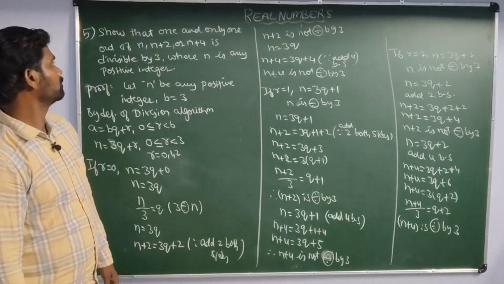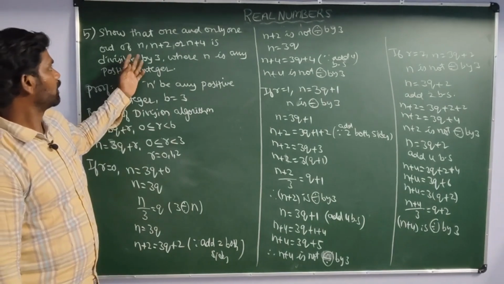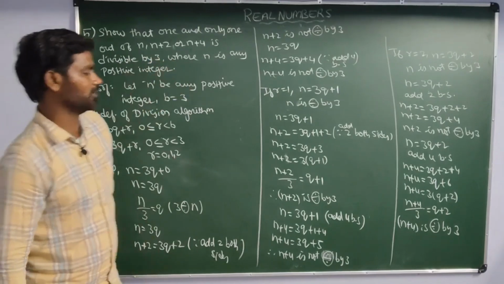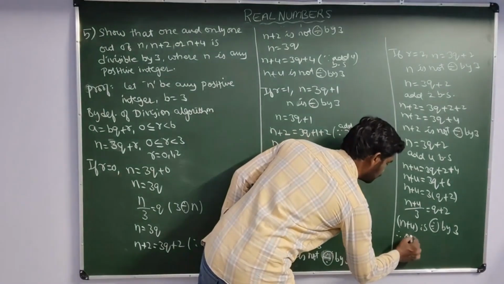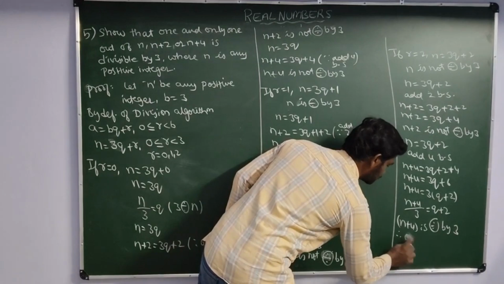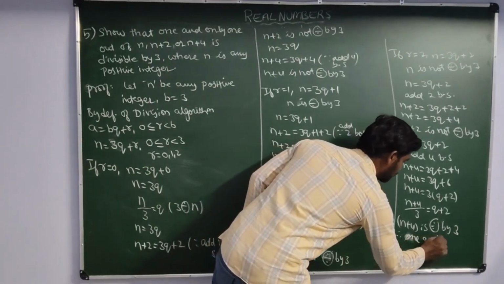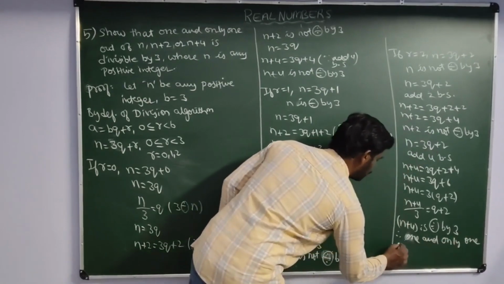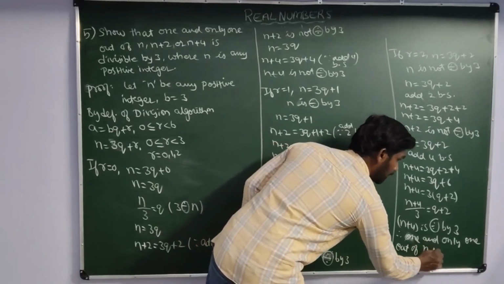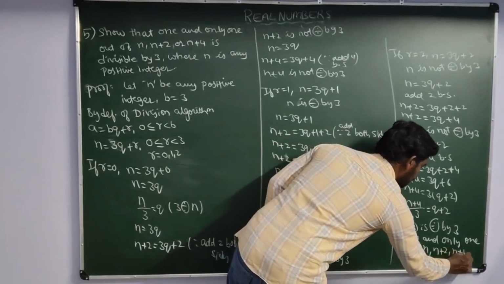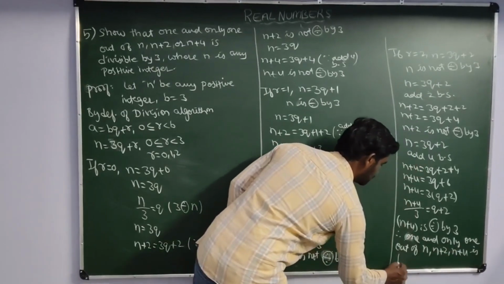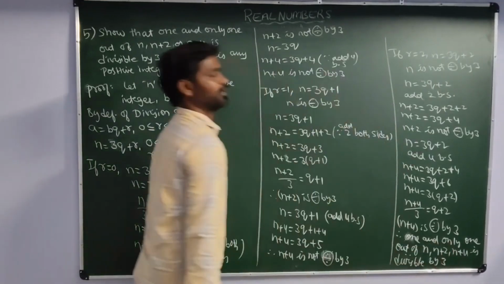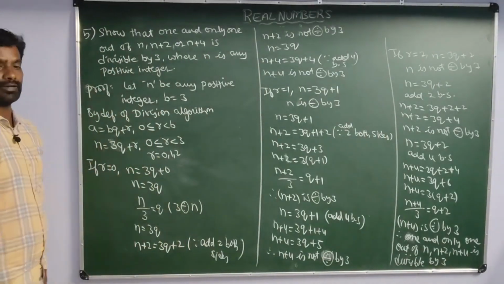So this is the proof for the fifth question. One and only one out of n, n plus 2, n plus 4 is divisible by 3. Therefore, you have to write here: one and only one out of n, n plus 2, n plus 4 is divisible by 3. That is the proof for question number 5.